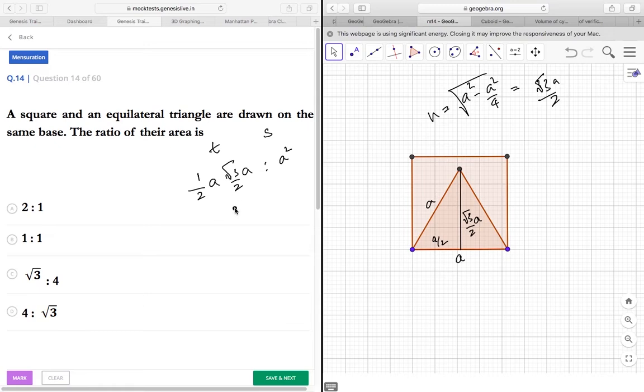So you will get root 3 by 4 is to 1, or 4 is to root 3. When you change these two parameters, if you interchange it, you will get square is to triangle area as 4 is to root 3. As simple as that. You can also do it with the equations, but why do you have to do it when you can just observe and rule out the options within seconds?